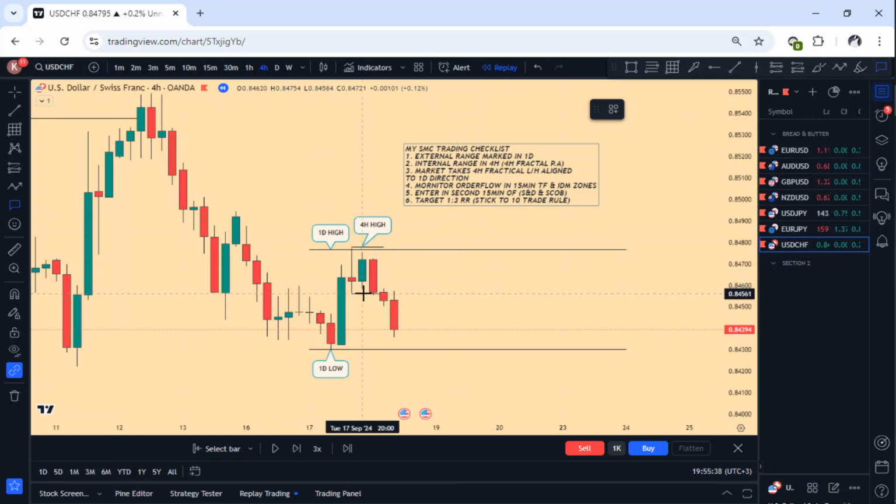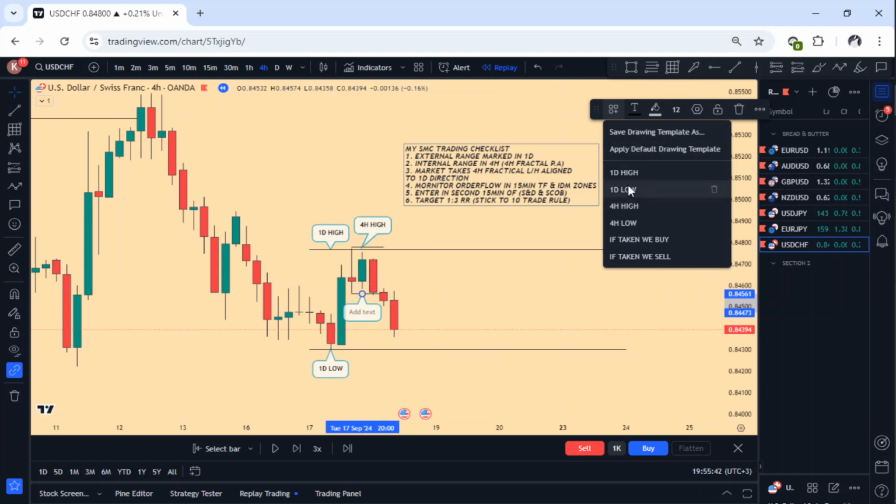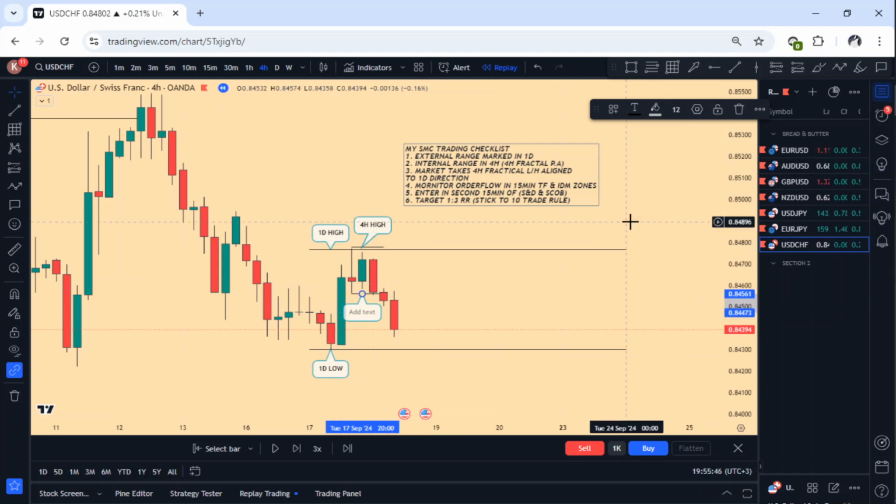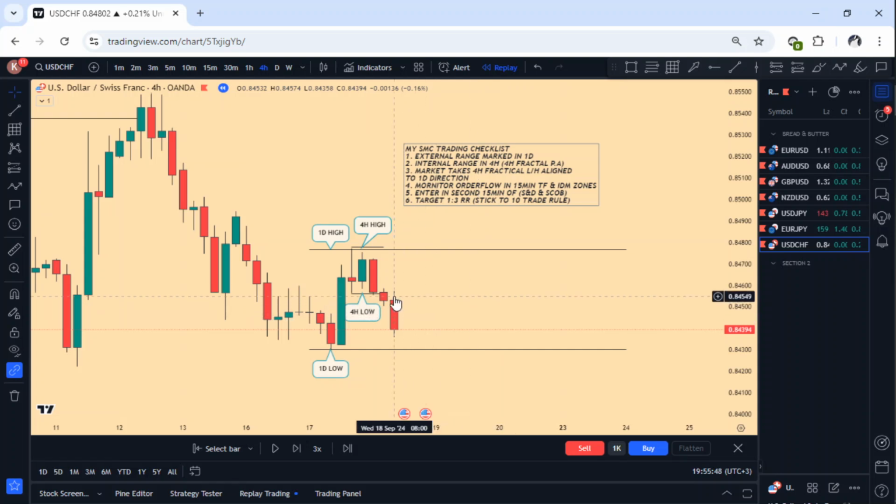So immediately it takes this low, 4 hours is aligned, we are selling. So 4 hours is aligned with the daily time frame, which is supposed to be selling. So after marking this is taken, next we're expecting this to be taken, this to be taken, this to be taken. So what happens is we go to 15 minutes and wait for our session to begin.